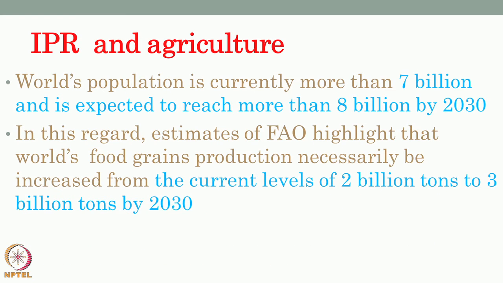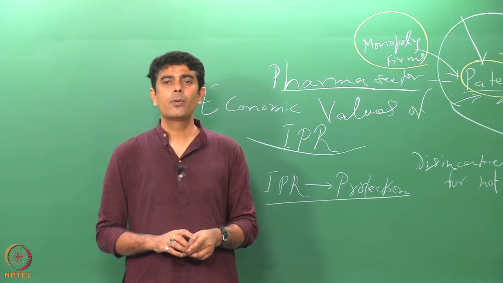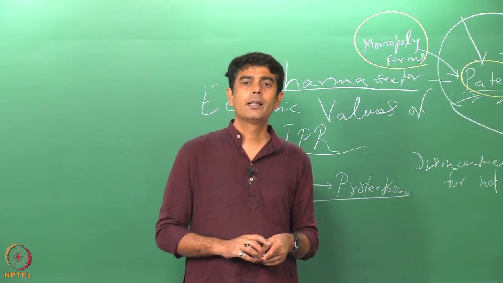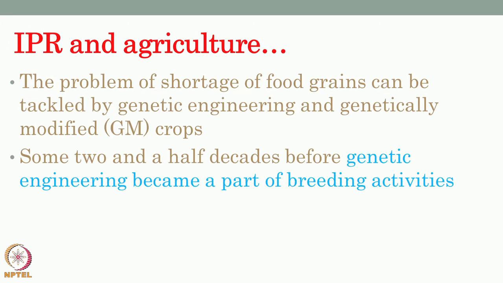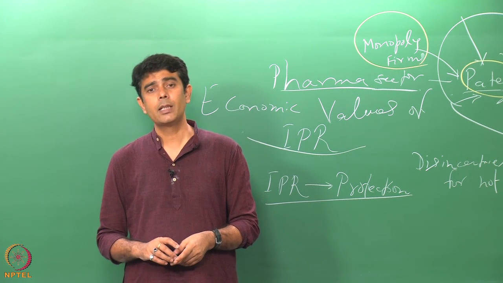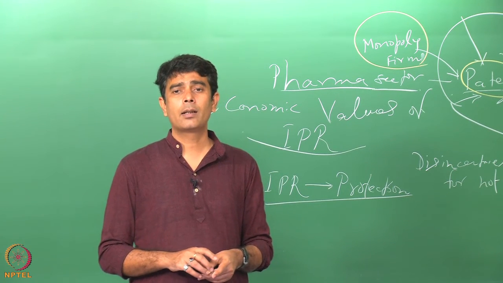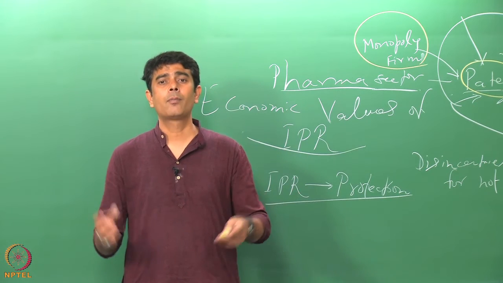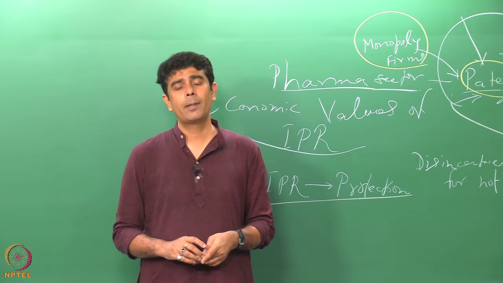So, we find here that when we talk about the livestock sector, we cannot really ignore agriculture, because ultimately the growing population, which is currently close to 7 billion, is expected to reach more than 8 billion by 2030. In this regard, estimates of the Food and Agriculture Organization highlight that world food grain production should be increased from the current level of 2 billion tons to 3 billion tons by 2030. So, agriculture is one of the important activities in least developed and developing countries. When we compare it with developed countries, agriculture is not the prime activity for the mass population there, but it is an activity related to the mass population in developing and least developed countries.